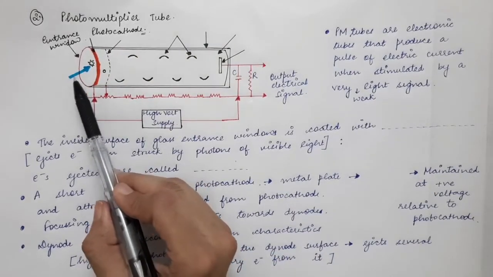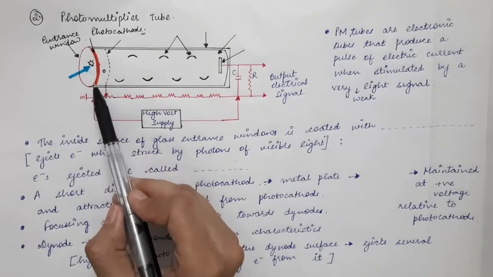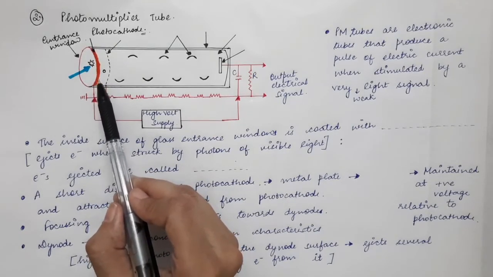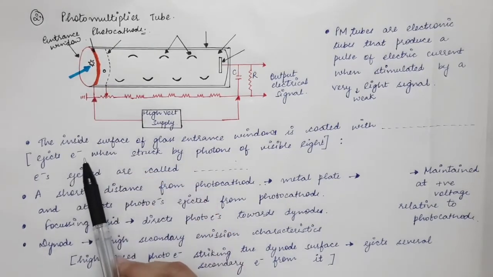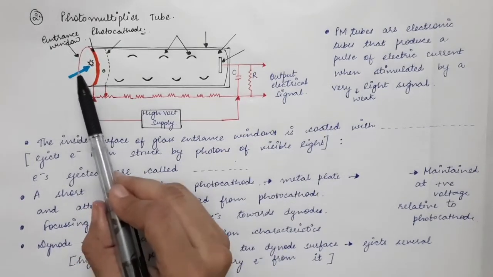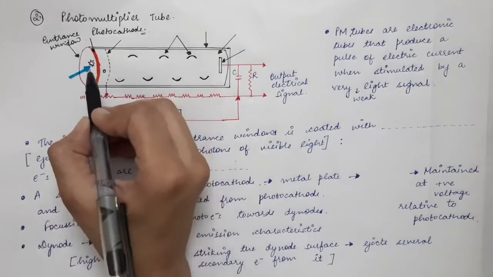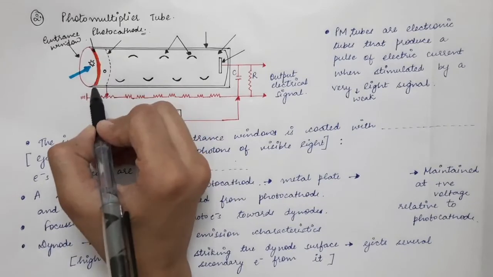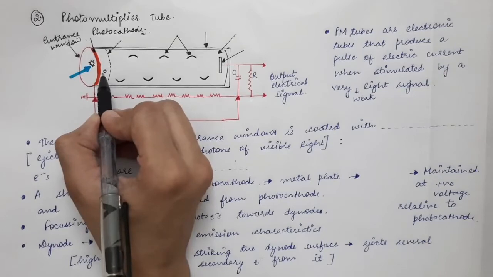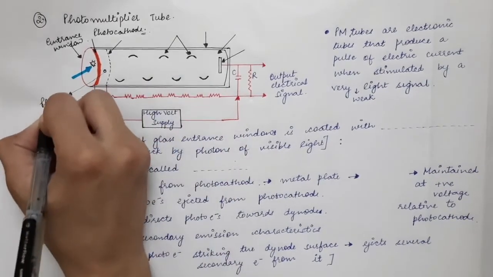Now when a light pulse enters the PMT, it strikes this photocathode, which is made up of a photoemissive substance, and a photoemissive substance is the one which ejects electrons when struck by photons of visible light. So when visible light photons fall on this substance, it emits photoelectrons. So this is the photoelectron emitted in this PMT.